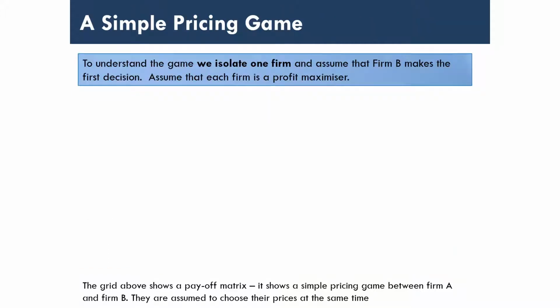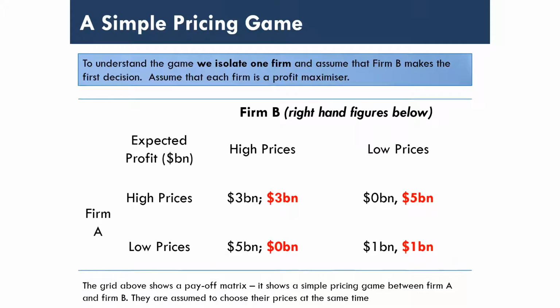So to understand here, to develop the Nash equilibrium, we need to look at the game from one person's perspective. And we're going to look at it from firm B's potential, and we're going to assume here that they're a profit maximizer. So what would you do if you're firm B? Well, let's have a look at the 2 options here for firm B. If I set a high price, I could get 3 billion or 0.